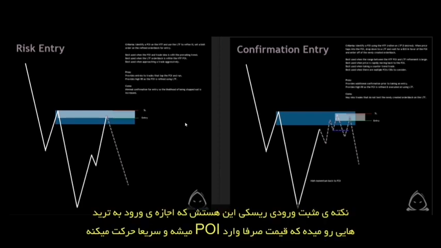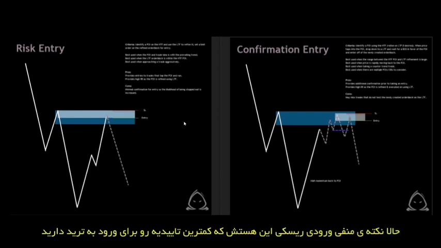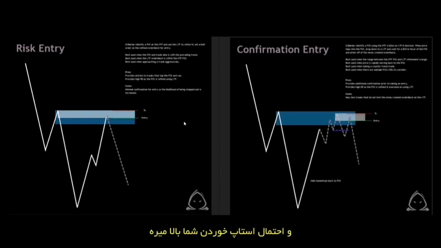The pros of a risk entry is that it provides entries to trades that will simply tap the point of interest and run. And it also can provide high risk to reward as the point of interest is refined using the lower time frame. Now the cons on the risk entry is that you get minimal confirmation for entry, so the likelihood of being stopped out is increased overall.